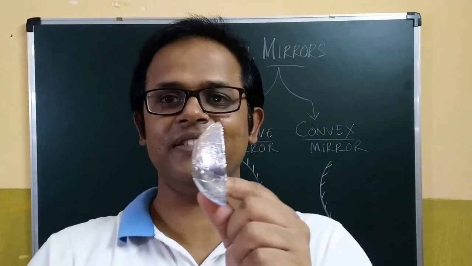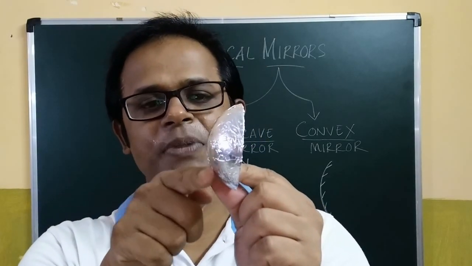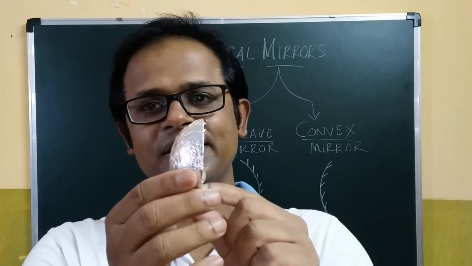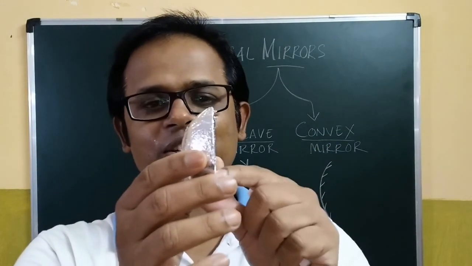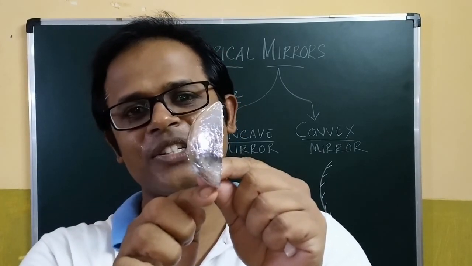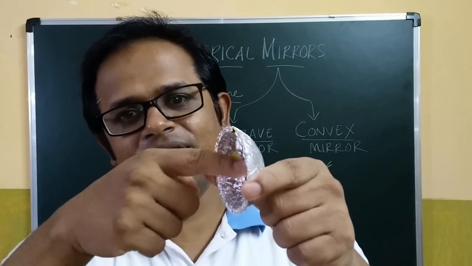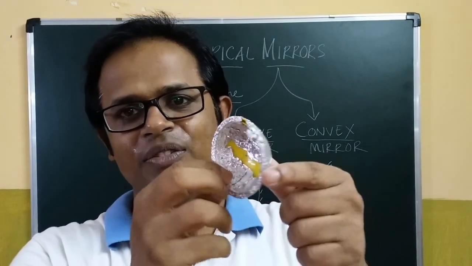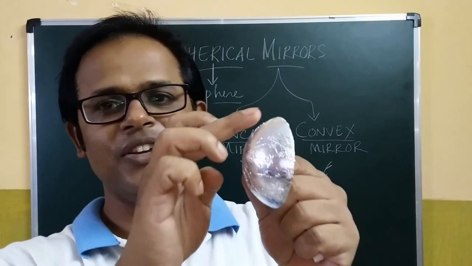You see this? This surface is bulging outwards. It could have been imagined to be a part of a large hollow sphere, which I just showed to you. So this sphere which is curved outwards is called the convex surface, and the surface which is curved inwards is called the concave surface.